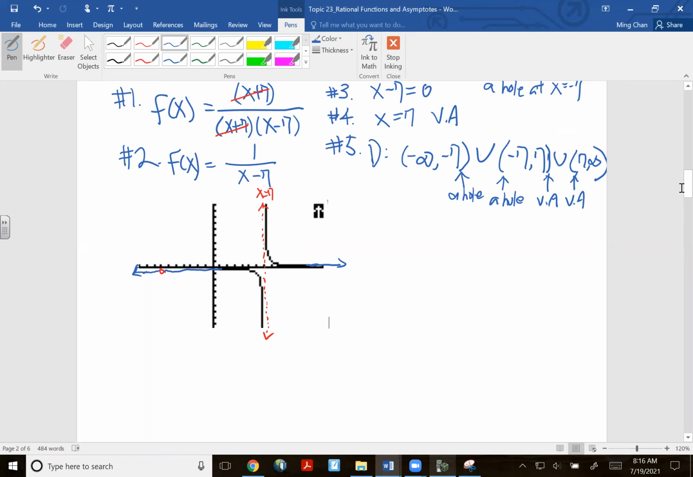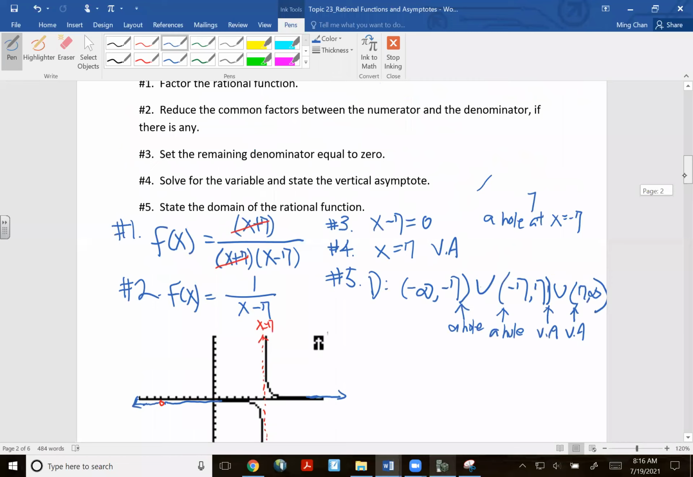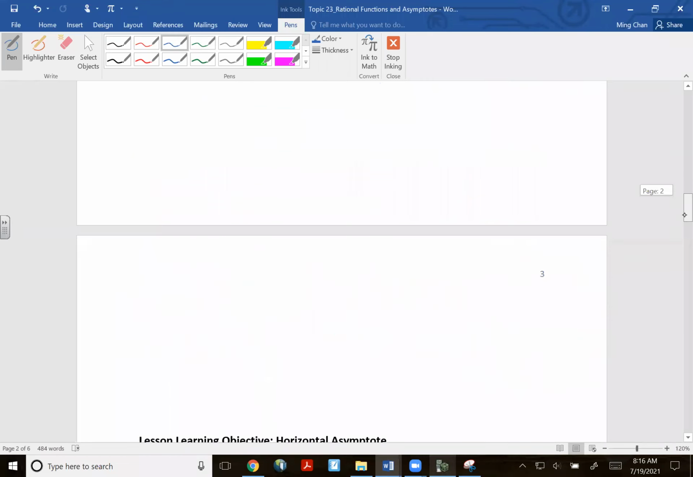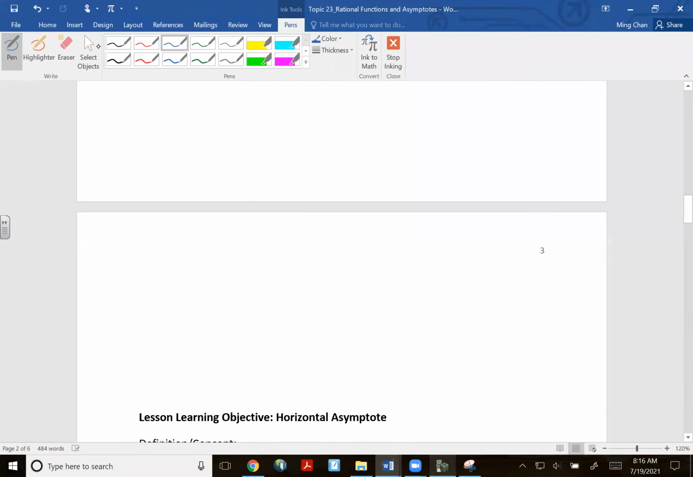All right, so that's how we find a vertical asymptote, and that's how we find a hole in your function. So if nothing cancels out, then there's no hole in your function.